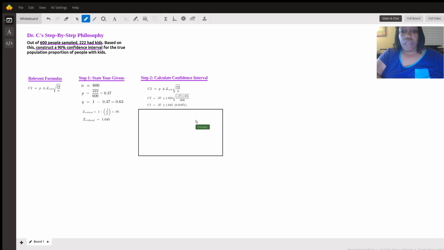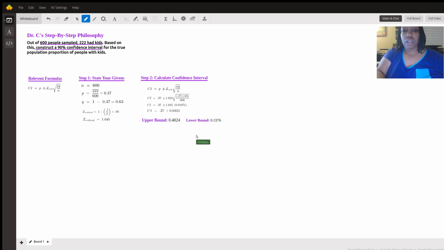0.01971. When we multiply that together, that gives us about 0.0324. So then we just do plus or minus that. So the upper bound is 0.4024, and the lower bound is 0.3376. So this is your answer.